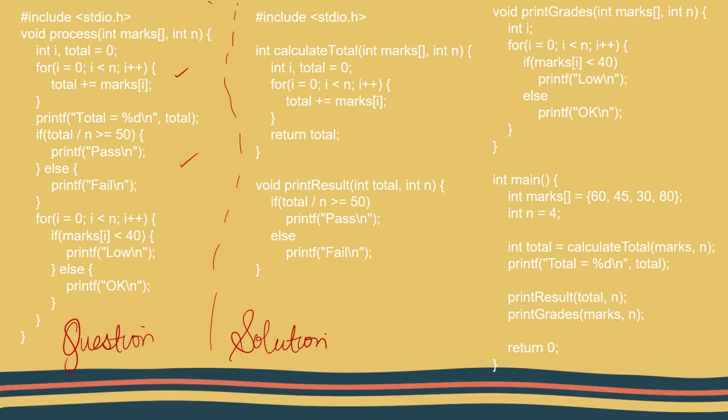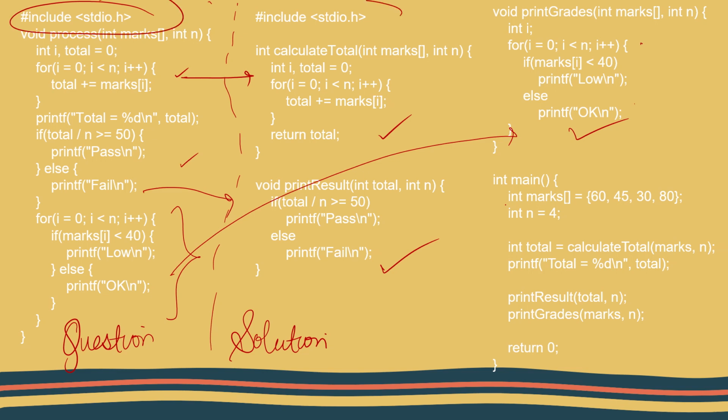So here extract method is also used. See, total is now a separate function. Print result is a separate function. Print grade is a separate function. Just look, the same implementation is being done, just in different functions. The header file is the same.